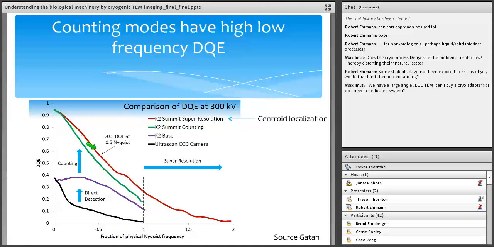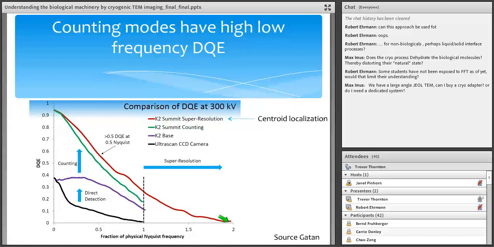And what you can see on this red line is it goes beyond this factor called the Nyquist frequency. So the Nyquist frequency is that basically you need 2 pixels to resolve any feature. And so that's the Nyquist limit. So whatever the resolution of your system is, it requires the 2 pixel limit to get to that resolution. So if one pixel has a 2 angstrom resolution or size to it in real space, your Nyquist resolution limit would be 4 angstroms. But because we could do a centroid localization of the electron event on these chips, we can now push past the Nyquist limit.